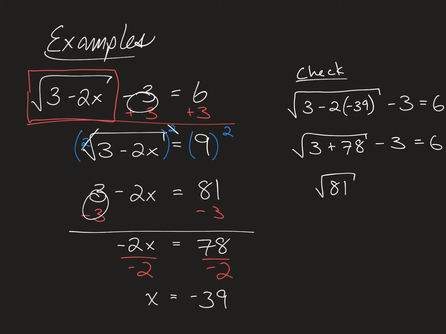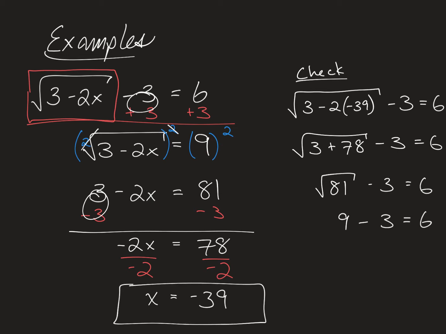So I have the square root of 81 minus 3 equals 6. And then the square root of 81 is, in fact, 9. 9 minus 3 equals 6. And I can say here, 9 minus 3 is, in fact, 6. This is our answer. X equals negative 39.